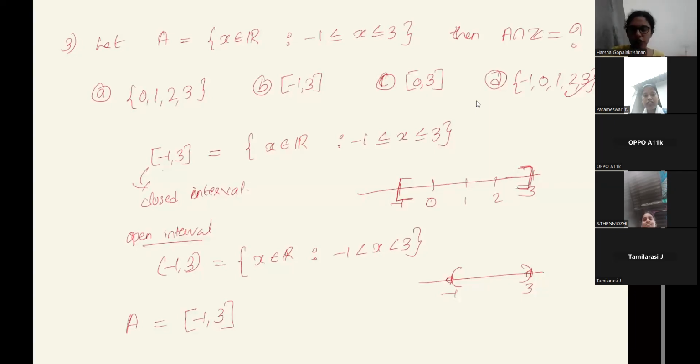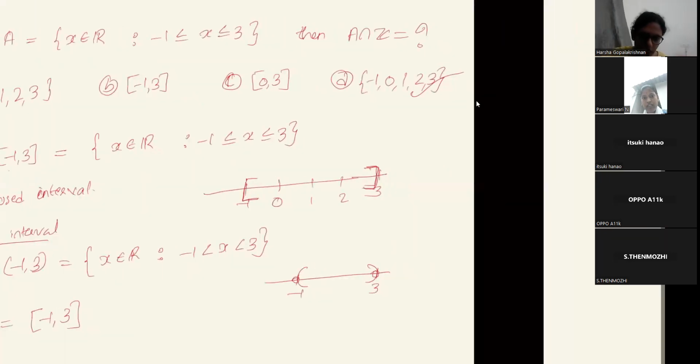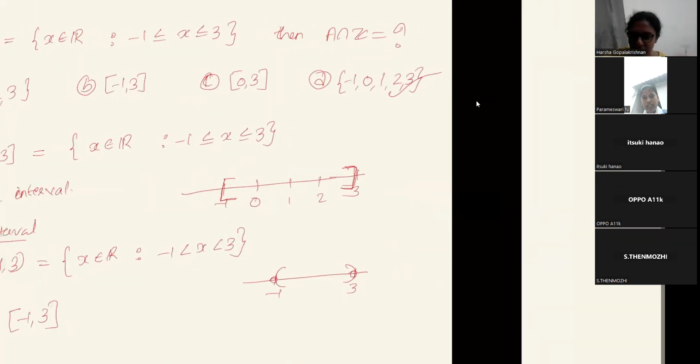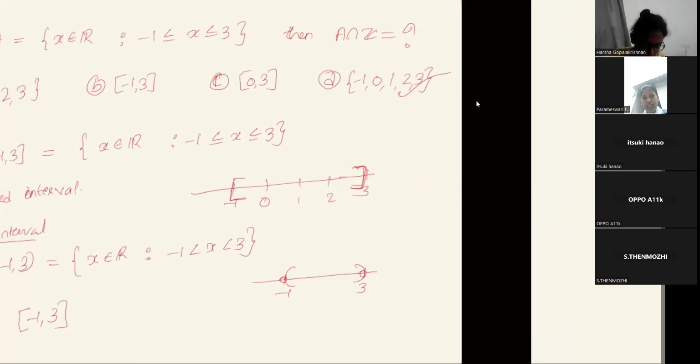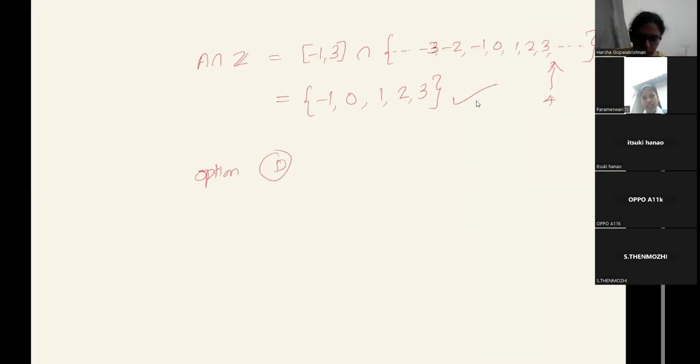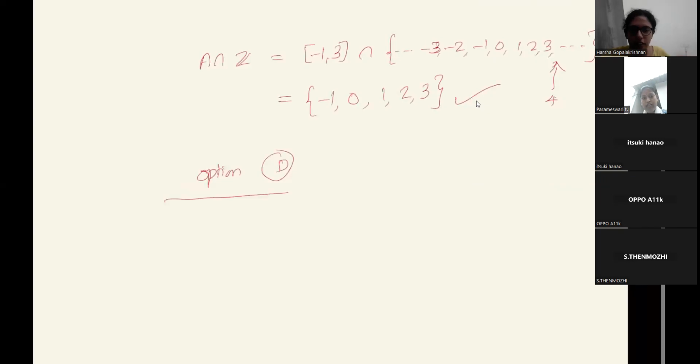Okay. Any doubt in this question? Teacher, how will we get to know when we have to take closed interval numbers or open interval numbers? Many times my teacher told that we should not take closed interval numbers. Can you repeat your question? When do we have to use closed interval numbers? It actually depends on the question.